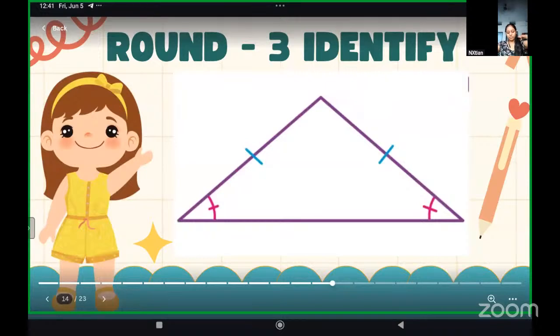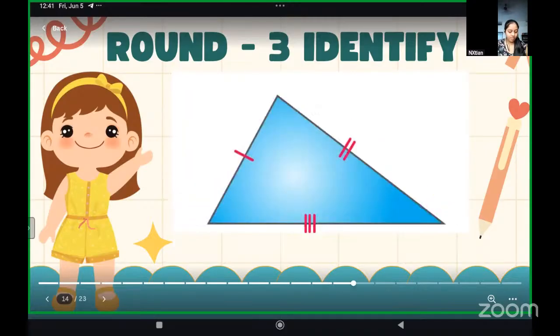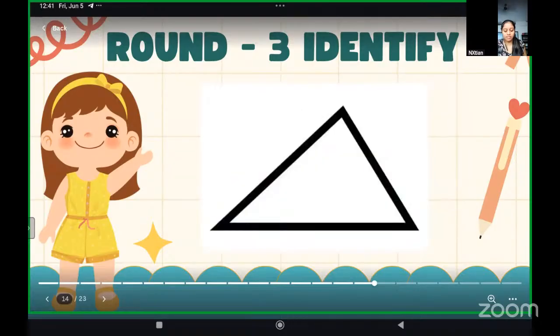First question for Zoe. Can you identify this triangle? Isosceles, ma'am. Okay. Next question for Johanna. Can you identify this triangle? Scalene triangle. Okay. Next question for Joshua. Can you identify this triangle?